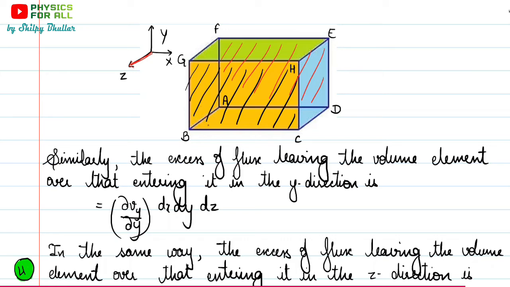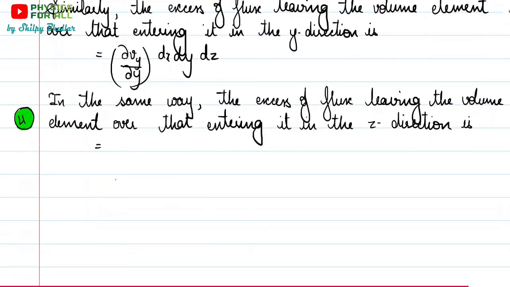And again, there is no other change. For the area of these two faces, this represents dy and this is dx. Same here, this is dx and this is dy. So the area is dx dy. This we can write here directly: curly Vz upon curly z, dx dy dz. Now our work is done. We have talked about all the faces, all the 3 directions.